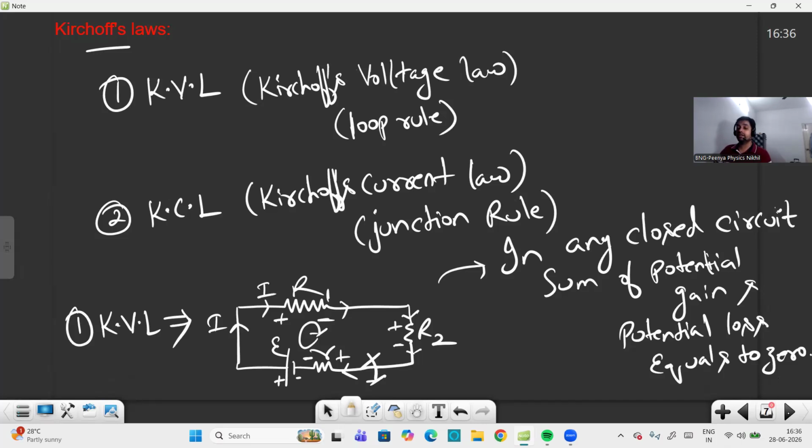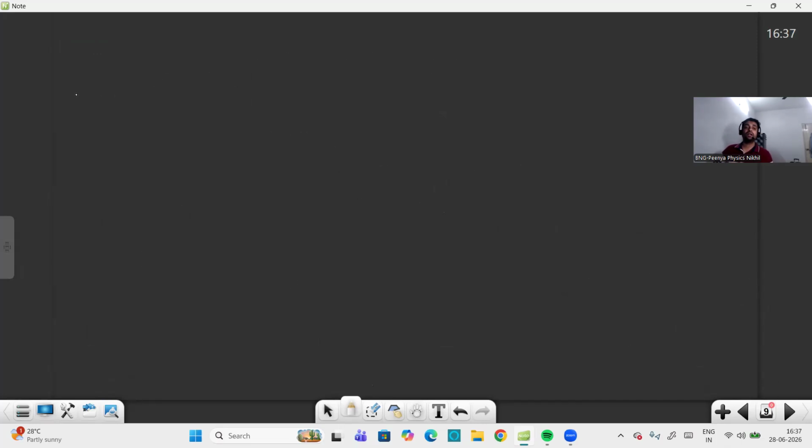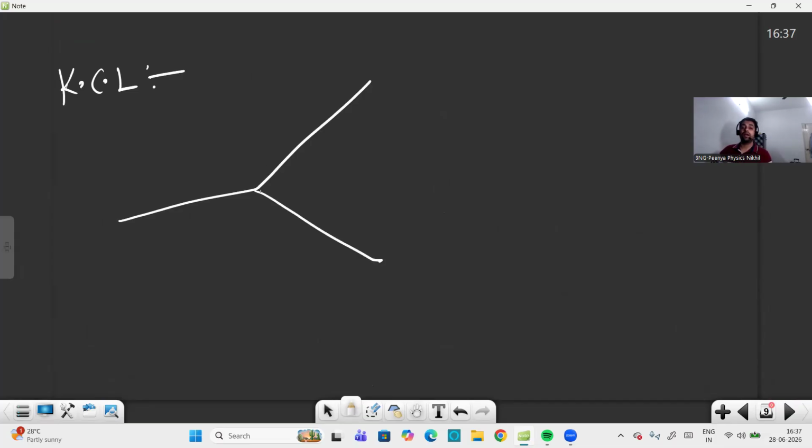The second one is Kirchhoff's current law. Kirchhoff's current law is also known as the junction rule. So at any junction in an electric circuit, where branches are there, meaning from one branch the current is coming and in other branches it is dividing. So at any node, we define KCL at a junction. Why are we saying junction? Because from here the current gets divided.